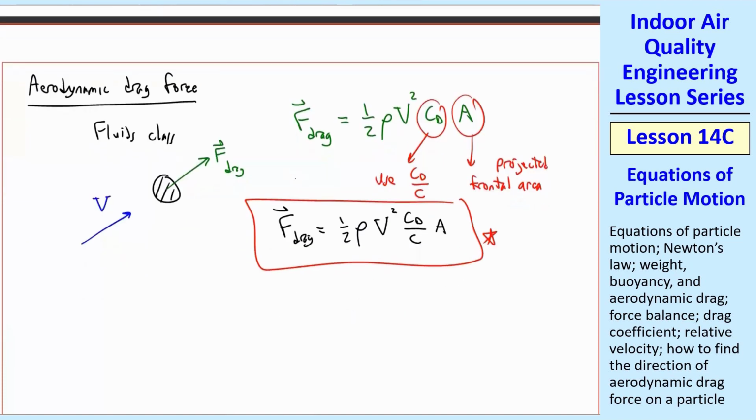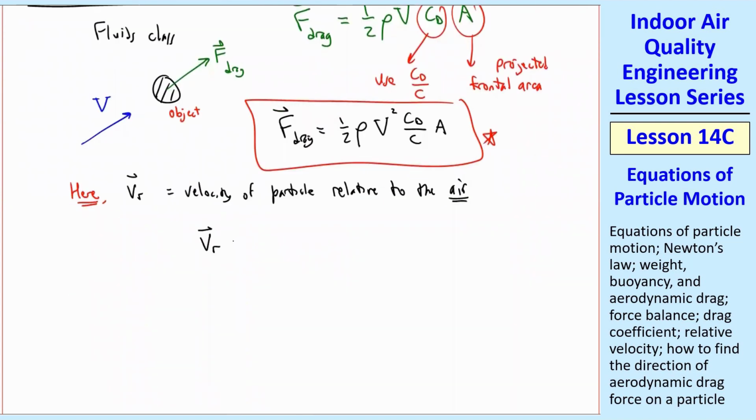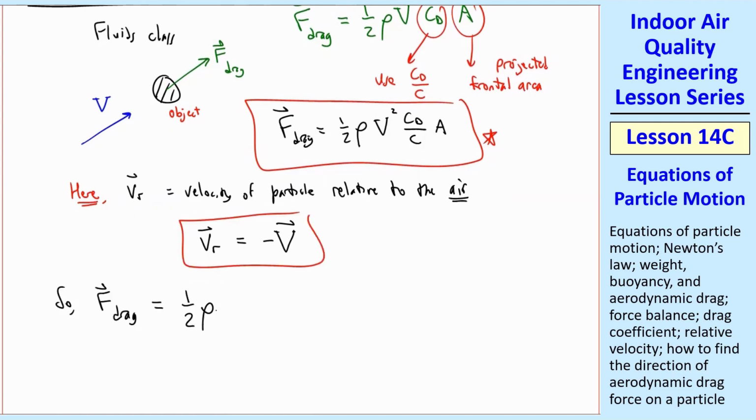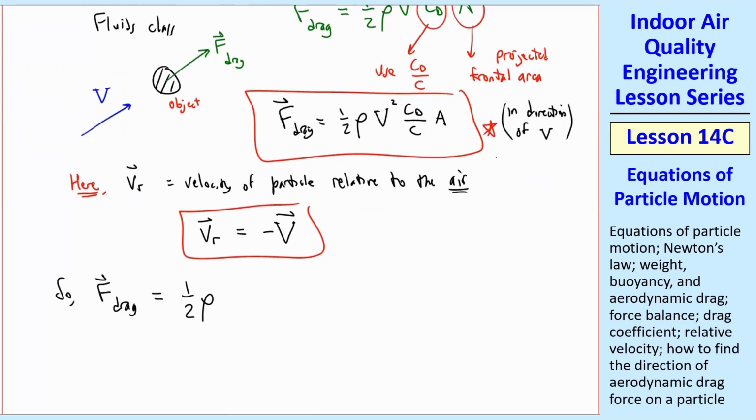From fluids class, we always had V relative to the particle because the object, in general in fluids, is a car or a truck or something. This is some object, not just a sphere. V was always relative to that object. Here, however, we had defined VR as the velocity of the particle relative to the air. So it's the opposite of what we had done in fluids. Mathematically, then, VR vector is equal to negative capital V. In other words, they're just opposite signs, equal magnitudes. So F drag is 1/2 rho, and then capital V squared is the magnitude squared. And the above equation from fluid mechanics is in the direction of V.